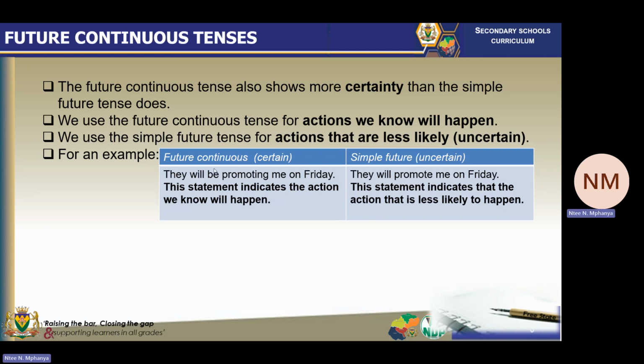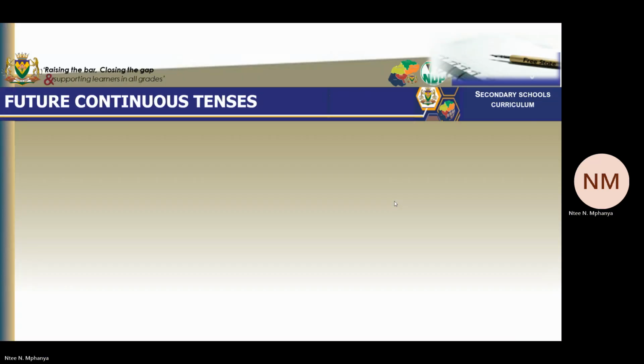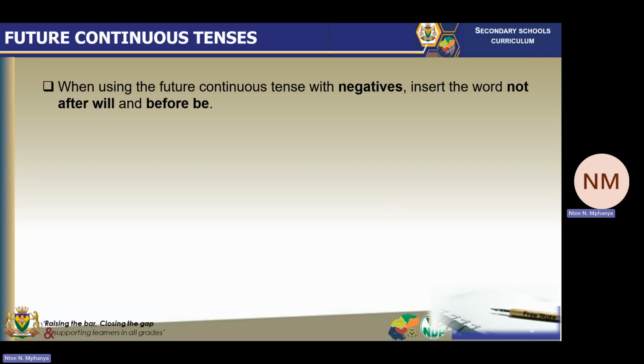Now we don't have what? The be, and our verb is not a participle, but it's a simple present. Can you see? It does not have an ing. So remember, with future continuous, we have will be promoting, while in simple future it is will promote. When using the future continuous tense with negatives, insert the word not after will and before be.